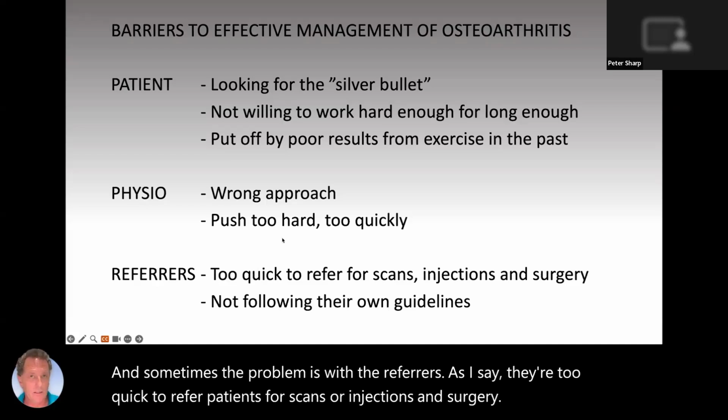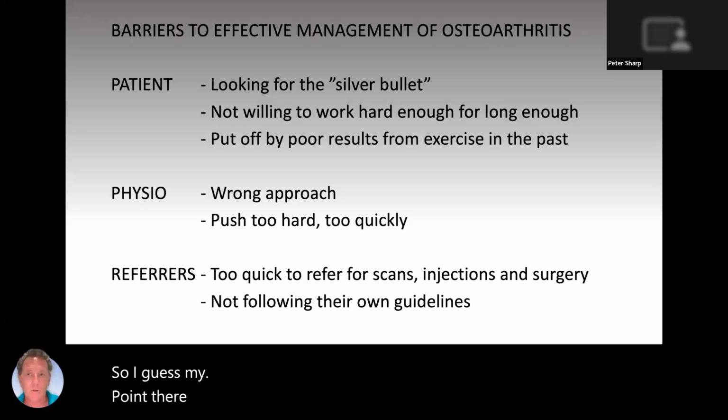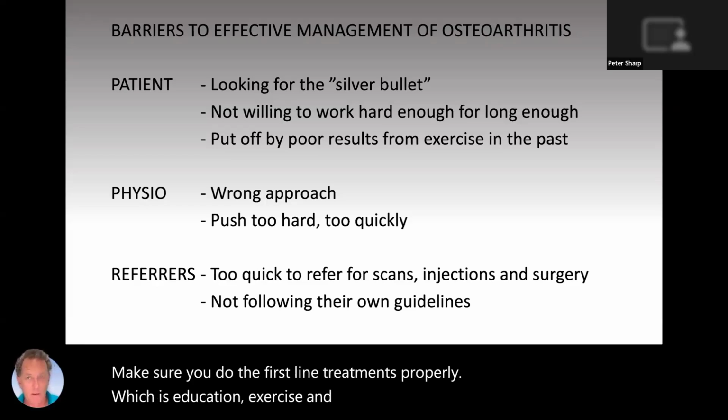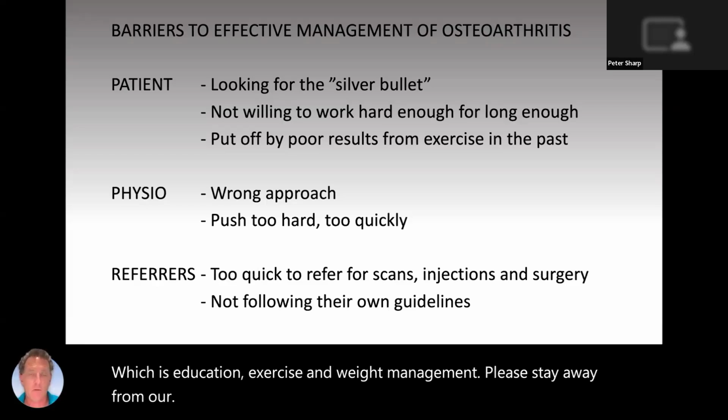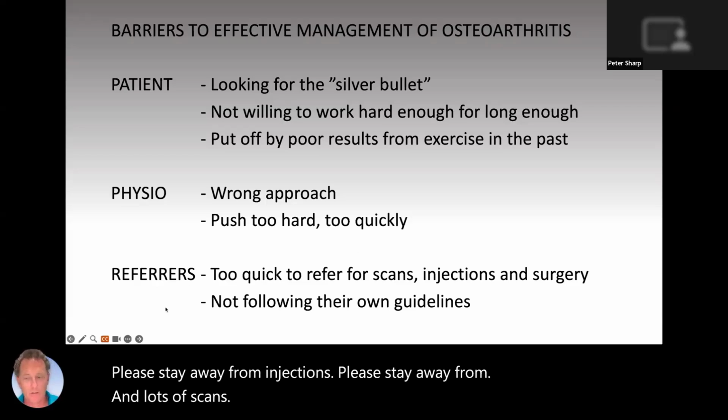So I guess my key point there would be, make sure you do the first line treatments properly, which is education, exercise, and weight management. Please stay away from arthroscopy. Please stay away from injections. Please stay away from lots and lots of scans. You're really just wasting your time and precious money on those things that have been shown in the guidelines around the world to not be effective.